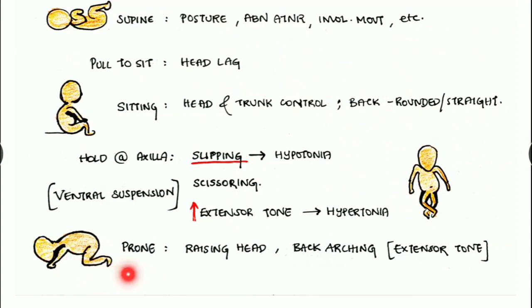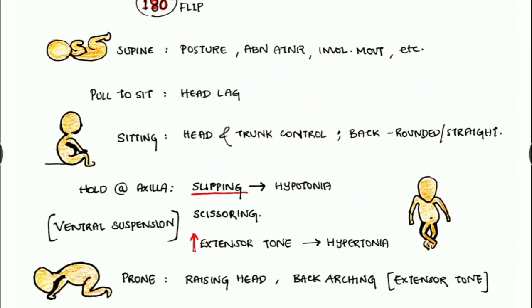And finally, the child in the ventral suspension, that is in the prone position. Check whether the child is raising his head. If so, the child has attained the neck control. Check whether the back is arching. This is to look for the extensor tone. And from these, we are determining the developmental age of the child and calculating the developmental delay.